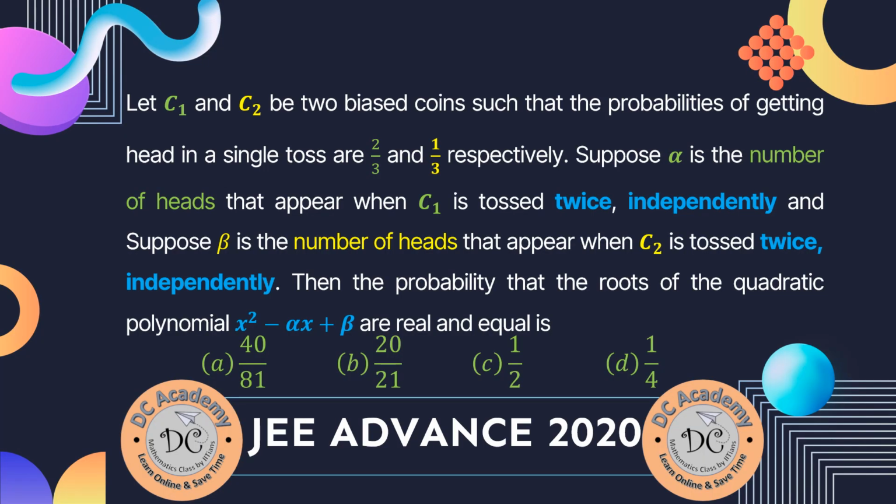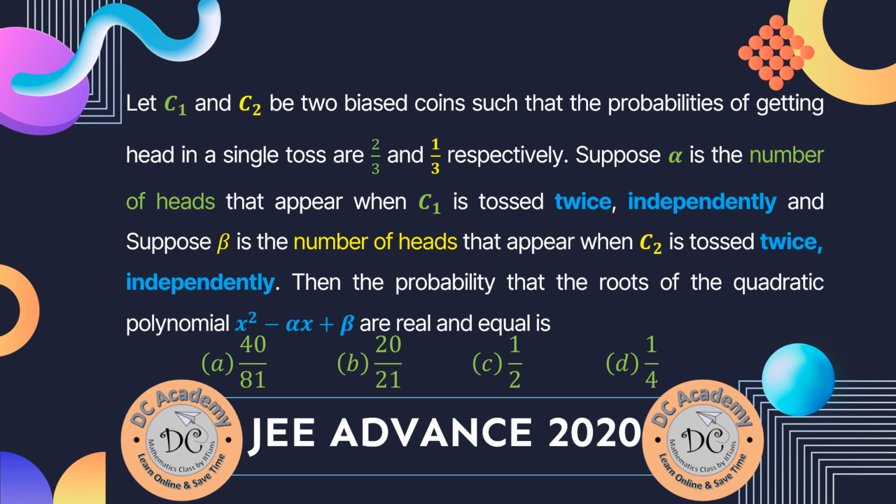So hi, in this problem, we're going to solve a problem regarding probability which appeared in JEE Advanced 2020. Now, first let's try to understand the problem statement. Here we have two coins and they are biased, C1 and C2. What's the meaning of biased?